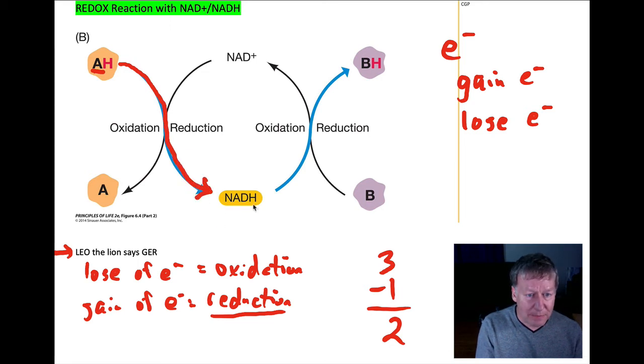And the way we know that's happening is because hydrogen moves with the electrons and is shifted from one molecule to the next. When this occurs, my A molecule is being oxidized, is going through an oxidation reaction. It has lost electrons. My NAD plus molecule, meanwhile, is being reduced. It is going through a reduction reaction and ending up as NADH, which has gained electrons and hydrogen.